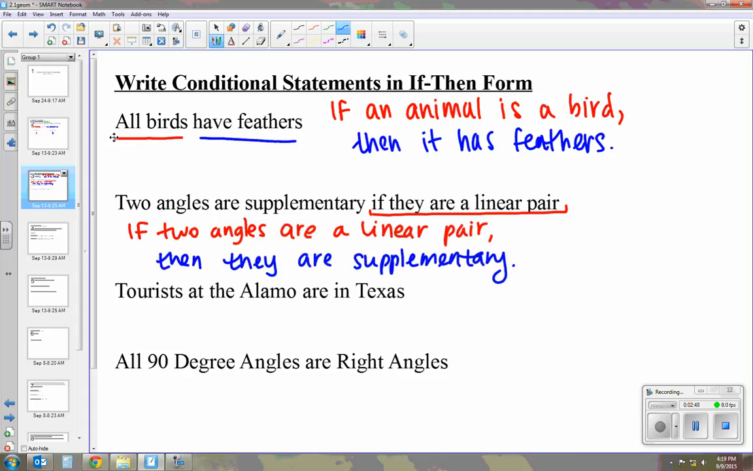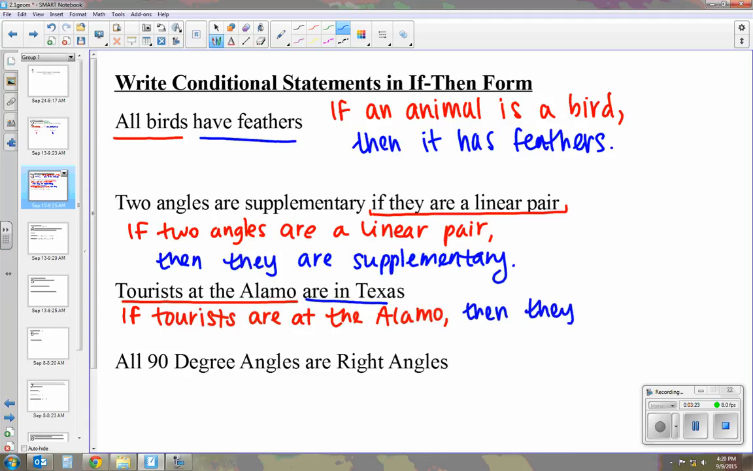Now for the next one, we're going to do the same as we did for the first one. We're going to split it into two different pieces. Our first piece is tourists at the Alamo, and our second piece is are in Texas. So we can write a conditional statement in if-then form. Let's say if tourists are at the Alamo, then they are in Texas.